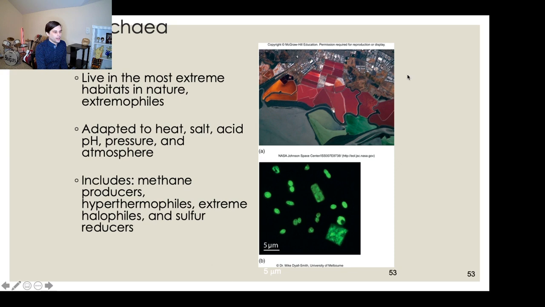So lots of weird little archaeal organisms produce lots of very strange products. Sulfur, they eat sulfur. Some of them love salt. Some of them produce methane. Weird little guys found in very strange environments. But just be aware that they do exist.